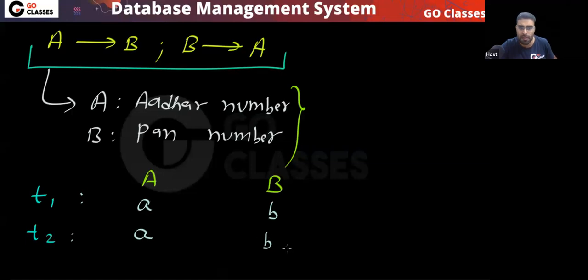Similarly, if I put the same PAN card number in these two tuples, then the Aadhaar card number also will be the same. Are you getting my point? So this is the situation where A determines B, B determines A. I hope you understood. So this is the concept of functional dependency.